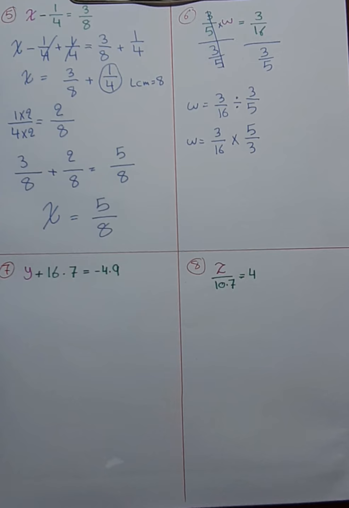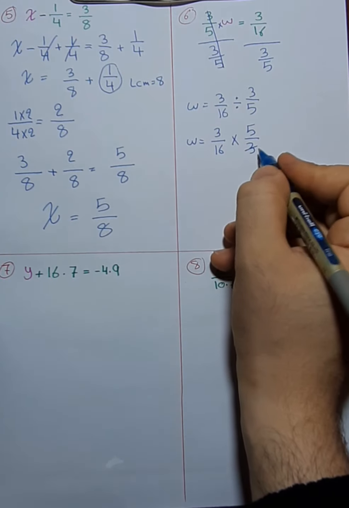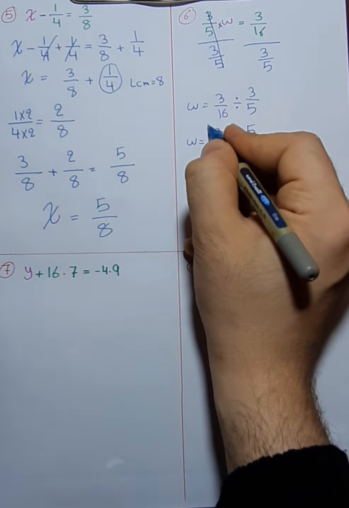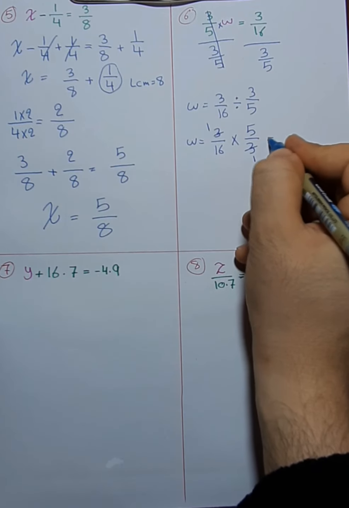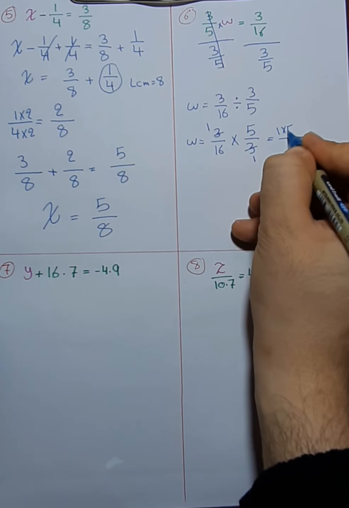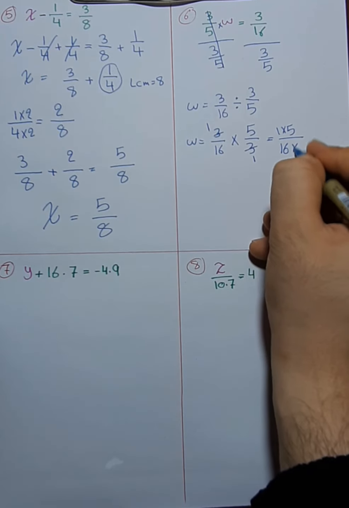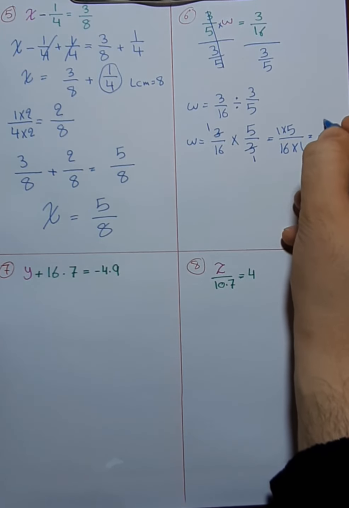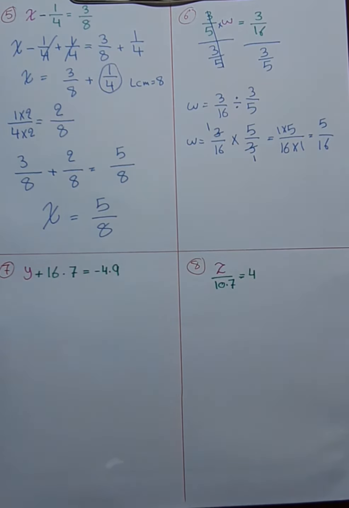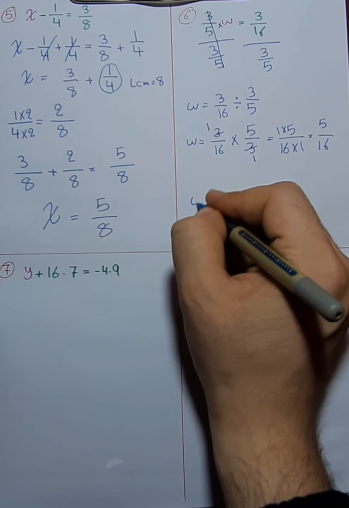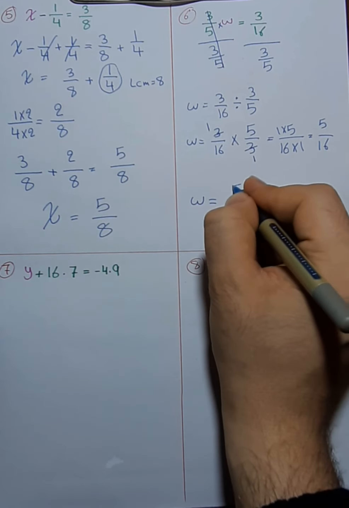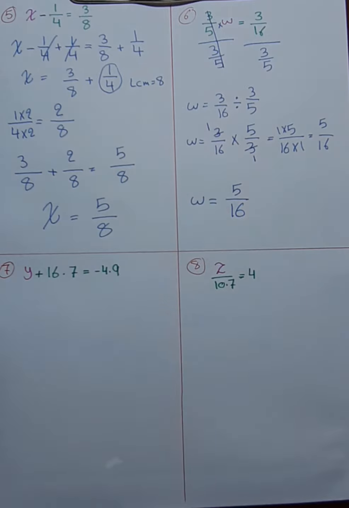Now we have to multiply these two fractions, but before multiplying, we can reduce 3 divided by 3 equal to 1, and 3 divided by 3 equal to 1. So 1 times 5, 16 times 1 equal to 5 out of 16. So the value of W should be 5 out of 16.